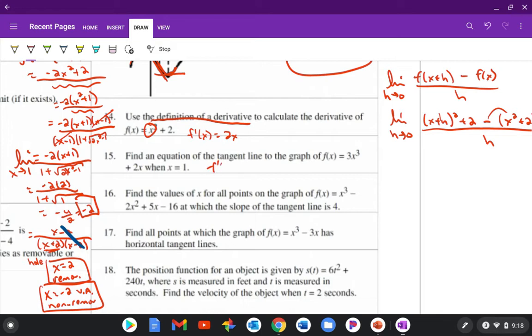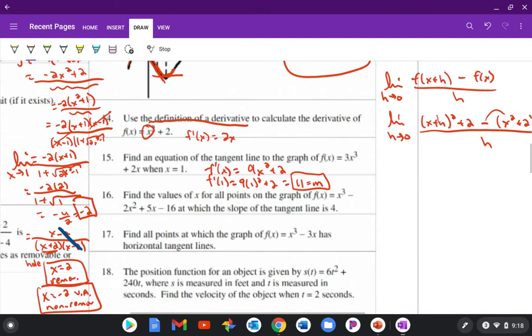So f prime of x is going to be 9x squared plus 2. We just use our power rule there. And then we're going to plug in x equals 1. So we're going to do f prime of 1. 9 times 1 squared plus 2 gives you 11. That implies our slope is 11. We've already got an x value because it said x equals 1. So the last thing we need is a y value.